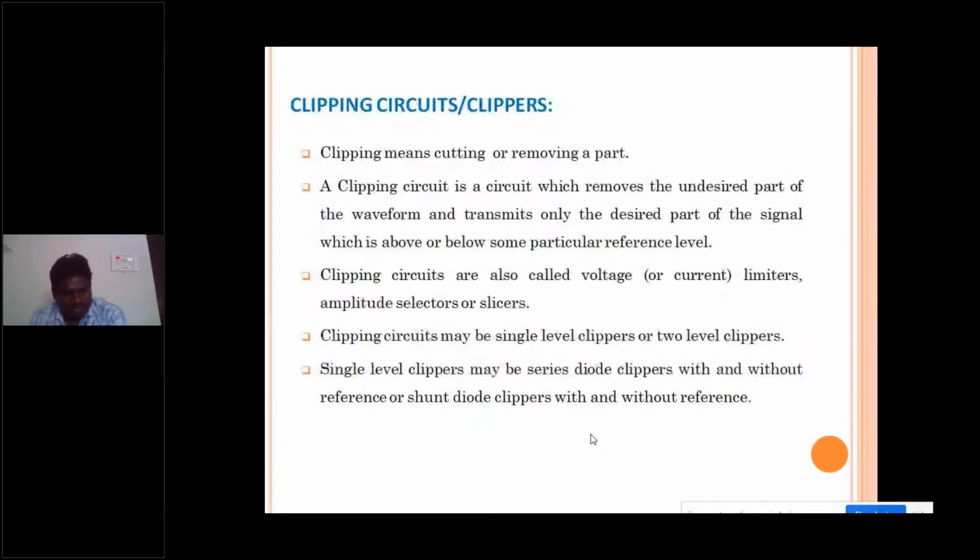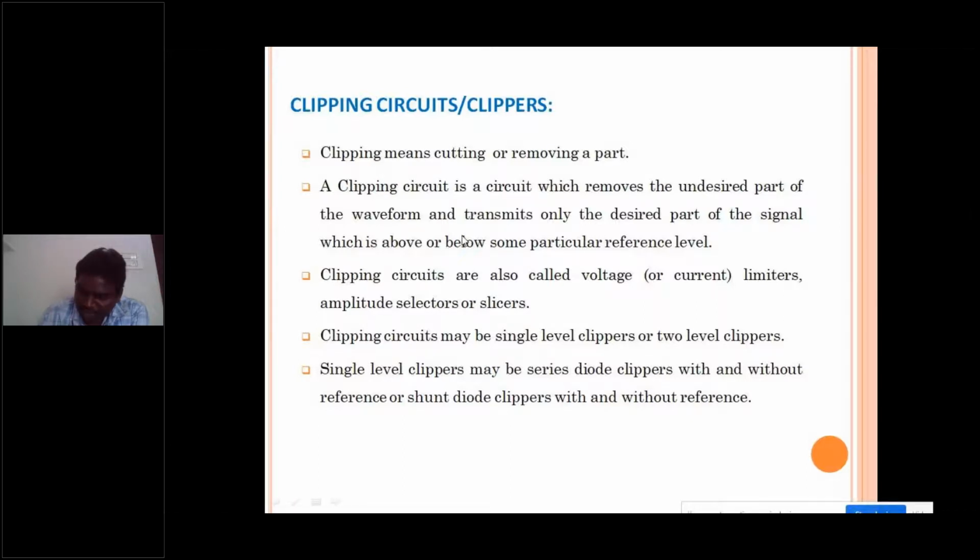Let me move on to clipping circuits. What is a clipping circuit? Clipping circuit means it is simply removing some part of the input waveform in the output. That's why they are called voltage limiters. If you are applying some voltage in the input, in the output, it is going to limit the output, which means the amplitude of the signal is going to be reduced because of the removal of some part of the signal. So that is called clipping circuit.